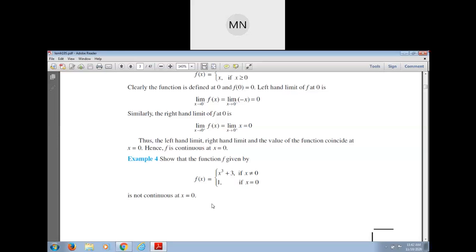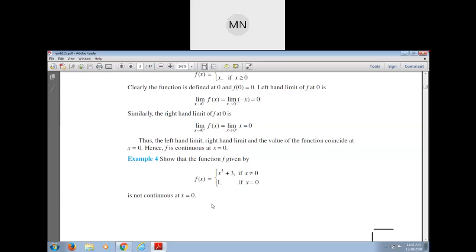First, see the problem. We are going to check the continuity at x equals 0, isn't it? So first you have to find the left hand limit. Left hand limit means limit x tends to 0 minus. That is, limit x tends to 0 minus f of x.